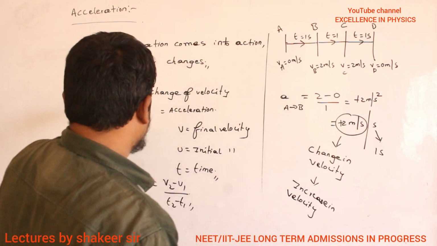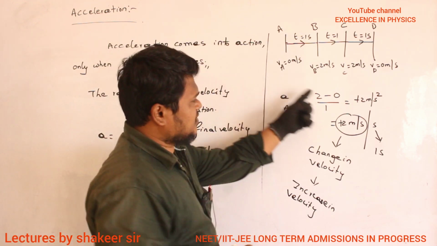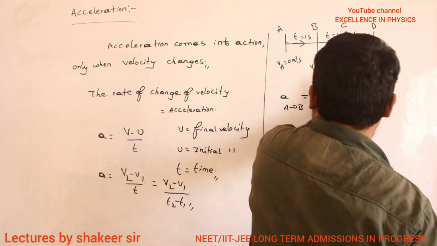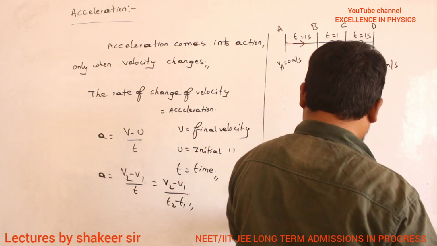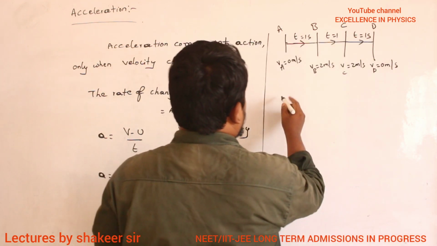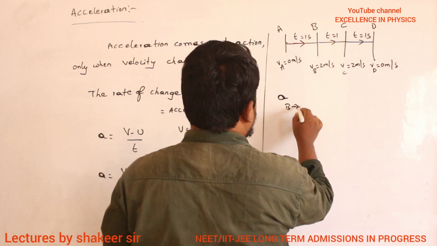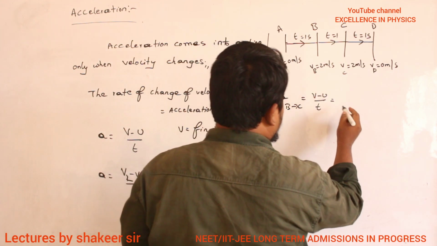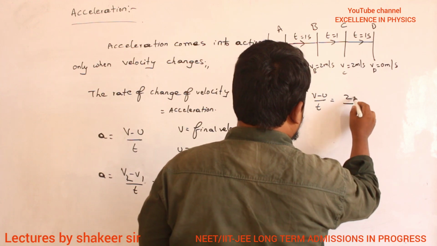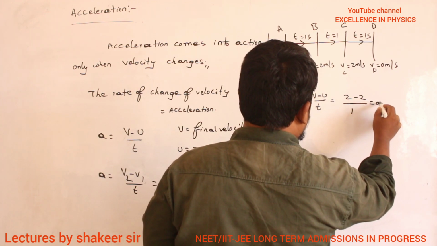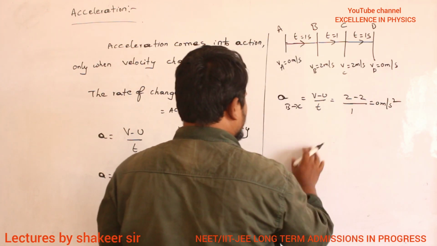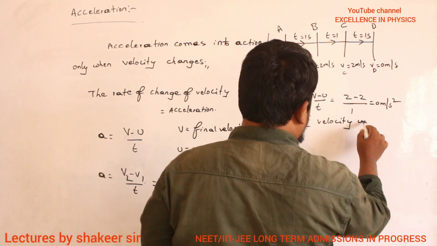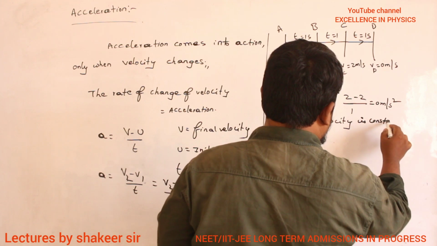So let us calculate this one completely. Let us calculate the acceleration in the interval from B to C. Acceleration between B and C is final velocity minus initial velocity divided by time taken. Final velocity is 2, initial velocity is 2, time taken is 1 second, so 0 meter per second square. It means velocity is not changing. Velocity is constant. There is no change in velocity.